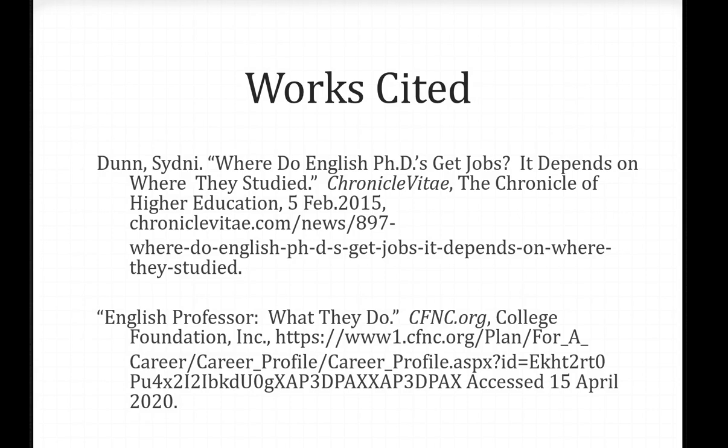So the first source starts with the author's last name, a comma, and then her first name, followed by a period. What you see next is the title of the article, and that is in quotation marks. There's a period inside the quotation marks. What you see next is the website title. Website titles are italicized. What you see next is the publisher of the website, and I found that by scrolling clear to the bottom of my page and looking for the copyright symbol.